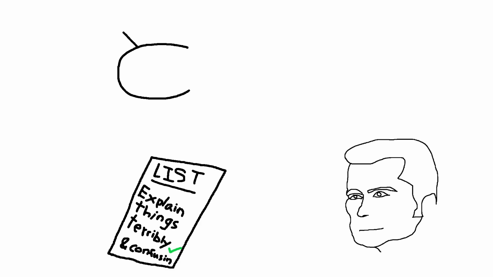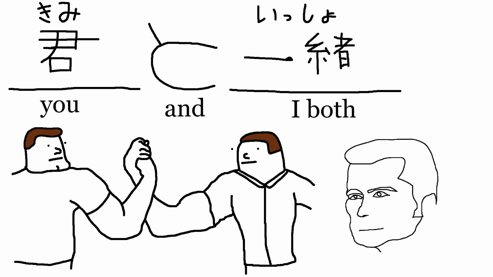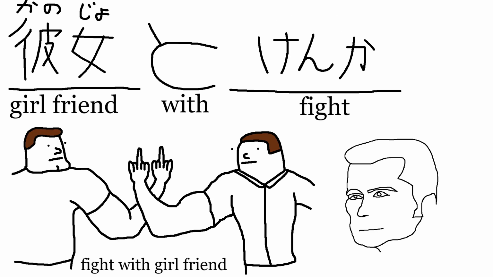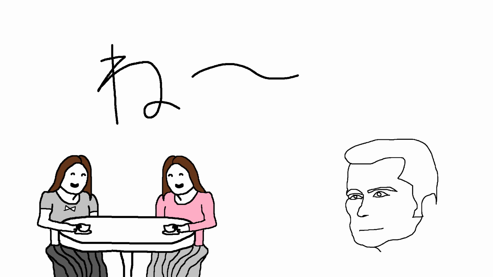To is what you would use when you're listing something. This and that will be kore to are. Kimi to issho. Kanojo to kenka. Na or ne kinda shouldn't be here, but I'll include it anyway. You use this at the end of a sentence for confirmation.